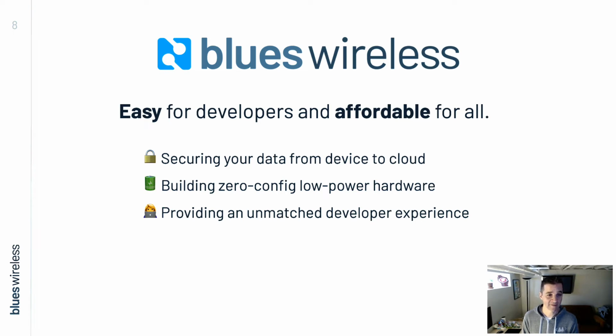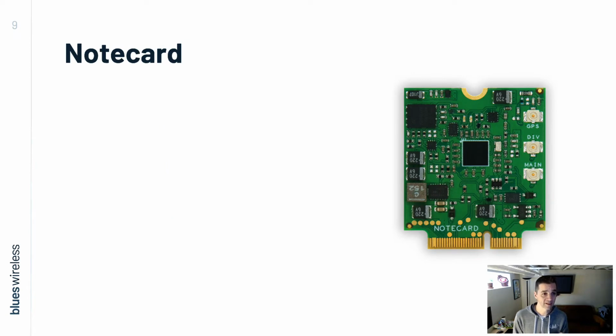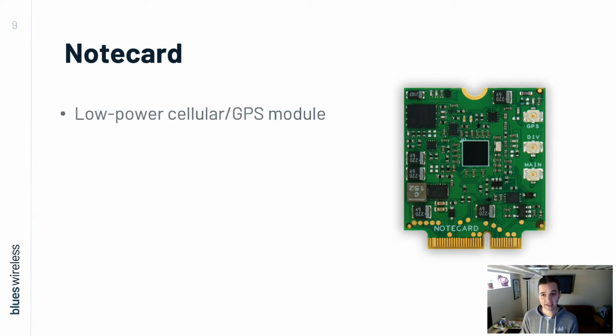We're also very much a developer-focused company. Our developer experience is a top priority, if not the top priority, hence our elegant and easy-to-use JSON-based APIs. Now, quickly zooming into the hardware that we offer, the Notecard is the core of what we provide. It is a low-power cellular and GPS module measuring a tiny 30 by 35 millimeters. It does have that M2 edge connector at the bottom for embedding in your project.